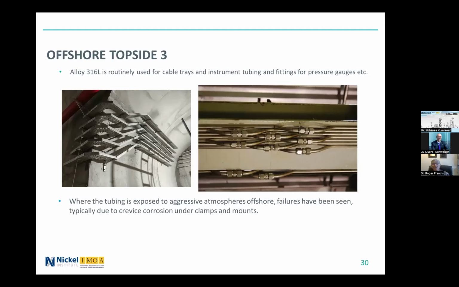Now, where the tubing is exposed to aggressive offshore atmospheres, failures have been seen, typically due to crevice corrosion under clamps and mounts on some 316L instrumentation tube, because seawater gets into those crevices and then creates corrosion, and eventually you get a leak. In these cases, it's been necessary to upgrade to 2205 duplex or even super duplex in severe cases.